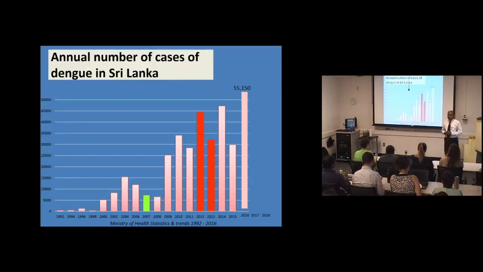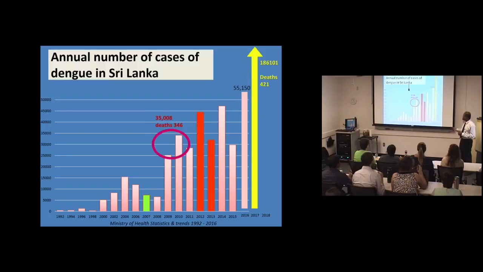Right, so this is an interesting slide. You can see the number of dengue cases in Sri Lanka starting from 1992 going up to today. It's rising every year. I have marked 2 major outbreaks, one in 2009, having 35,000 cases and 346 deaths. And the highest outbreak we had was last year, accounting for 186,000 cases and 421 deaths. When compared with the 2016 level, it's about 4 times higher.